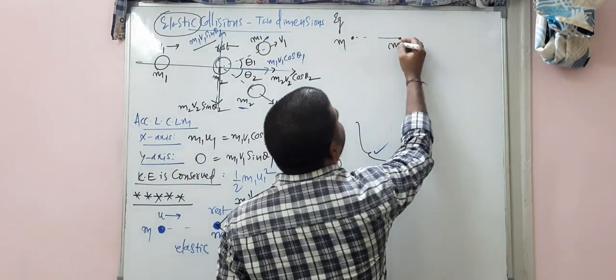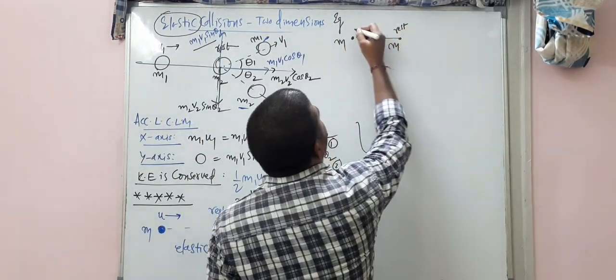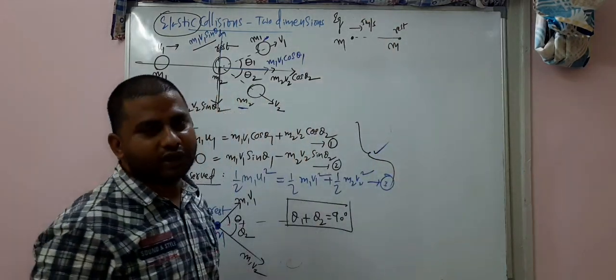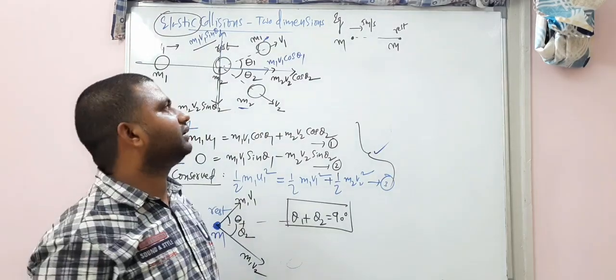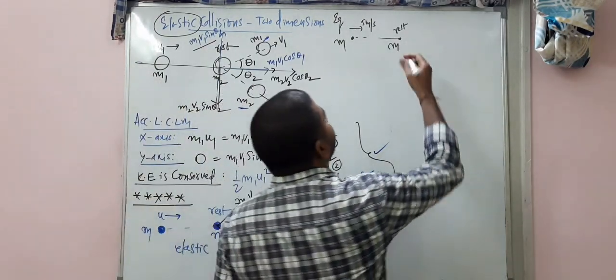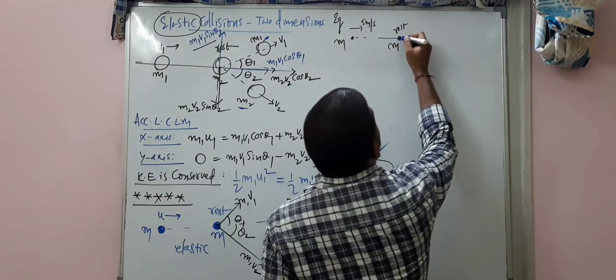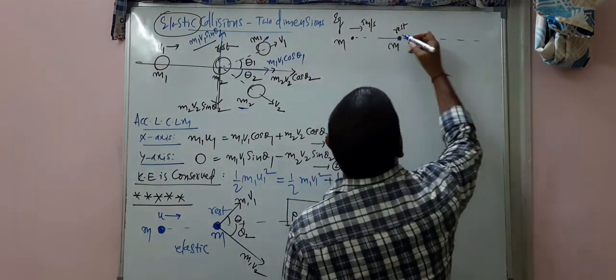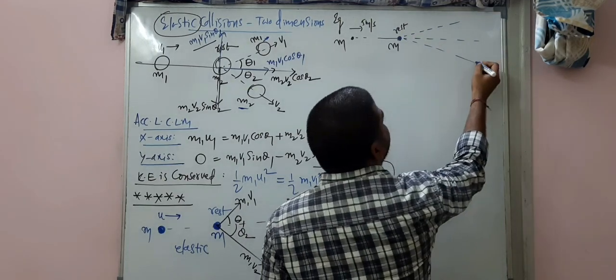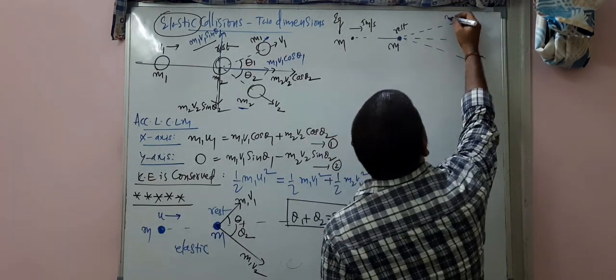So this is the mass m which is at rest, and the other is moving with 5 meter per second, my dear students. Observe carefully, 5 meter per second. After the collision, this is the line of motion actually. So one mass goes this way, and the other mass goes that way.